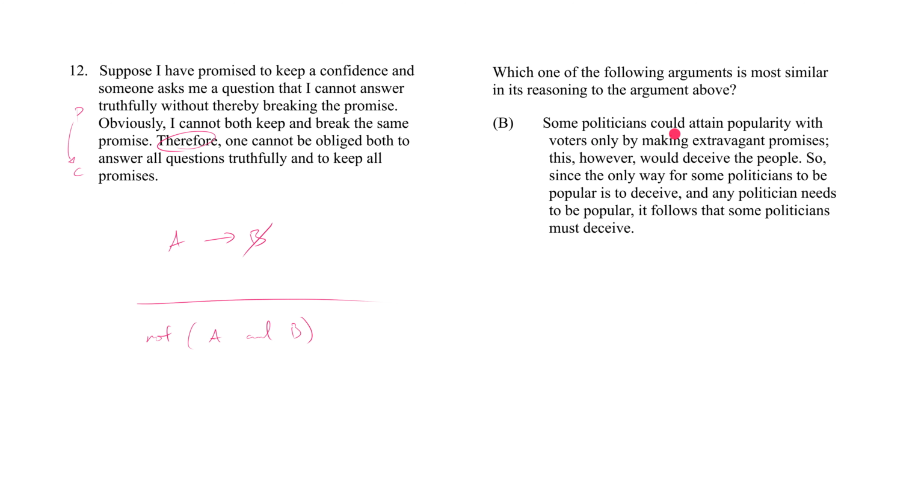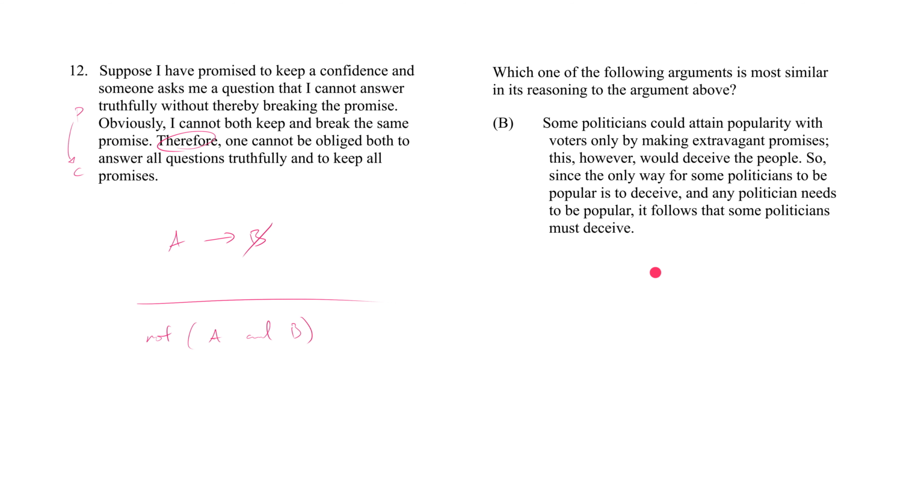B says some politicians could attain popularity with voters only by making extravagant promises. This, however, would deceive the people. So since the only way for some politicians to be popular is to deceive, and any politician needs to be popular, it follows that some politicians must deceive. This is a much more complicated argument structure than what we see here.